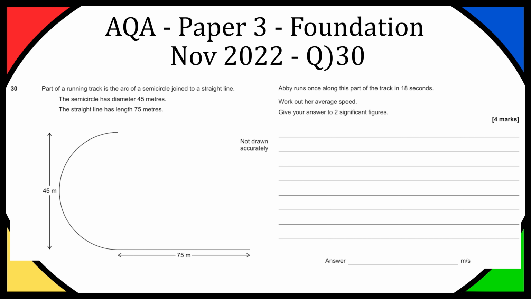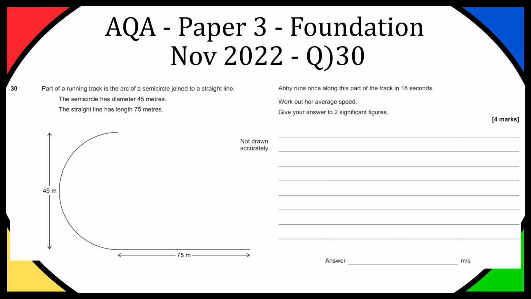It then says Abby runs once along this part of the track in 18 seconds. Work out her average speed, give your answer to 2 significant figures, and this is a 4 mark question. So we need to work out the length of the rest of the track. We know the straight line part is 75 meters, but we don't know the length of the curved part of the track. We just know its height or diameter.